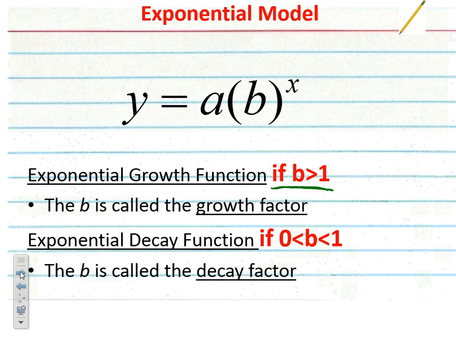The b is called the growth factor because we're going to be growing. Our prices, our numbers are going to be going up. Exponential decay function is if b is between 0 and 1. That's really important. It's between 0 and 1. And b is called the decay factor. Those are very important to make sure you have in your notes, okay?